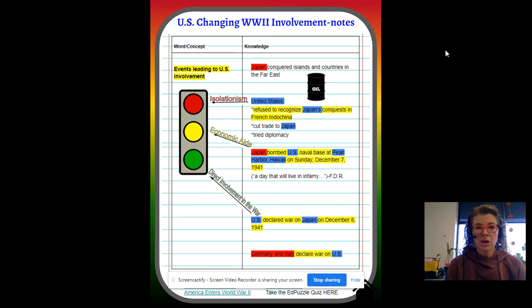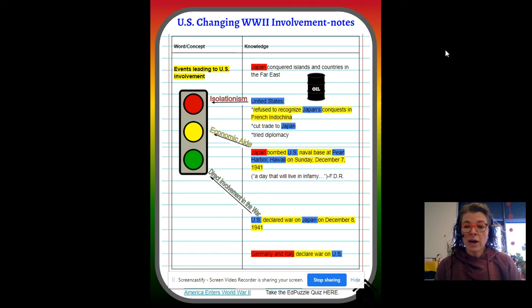So this is called U.S. Changing World War II Involvement, and we have a red light or a stop light here. And if you just think about the colors of a light being the 3 steps that the United States took toward their involvement in the war, each time taking a step closer to direct involvement, that is actually very similar to the way things happen.